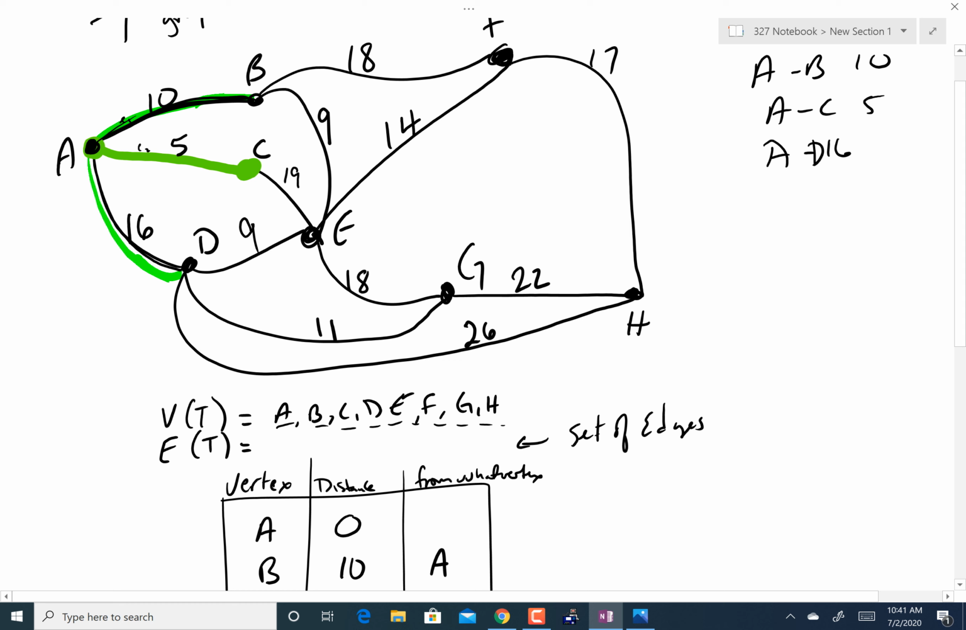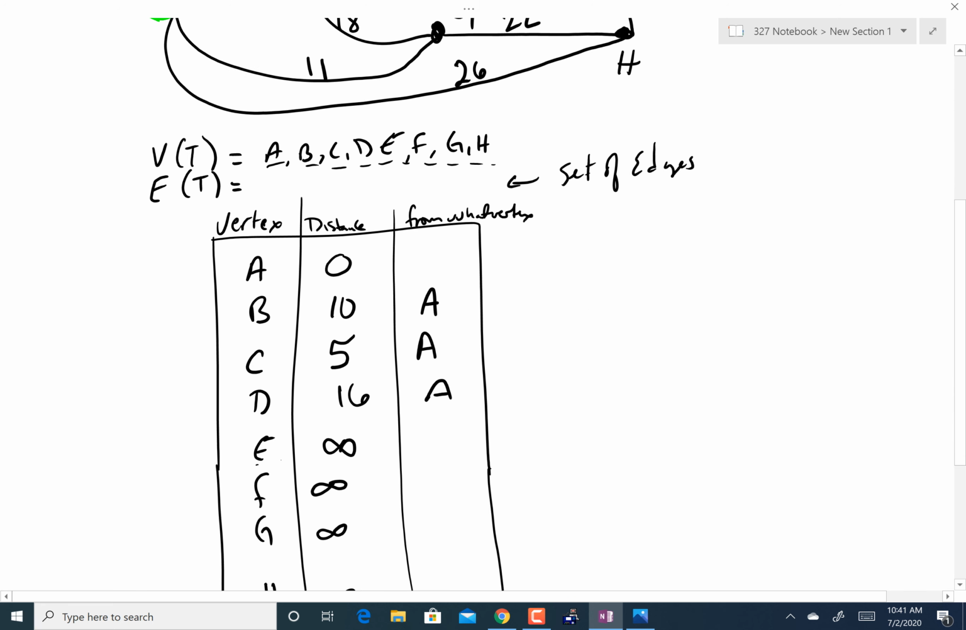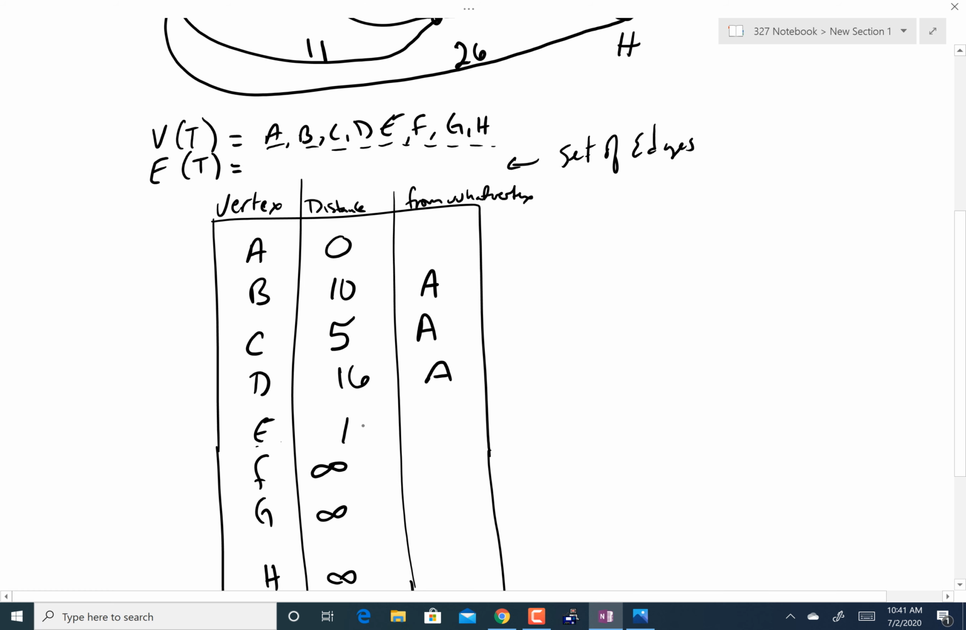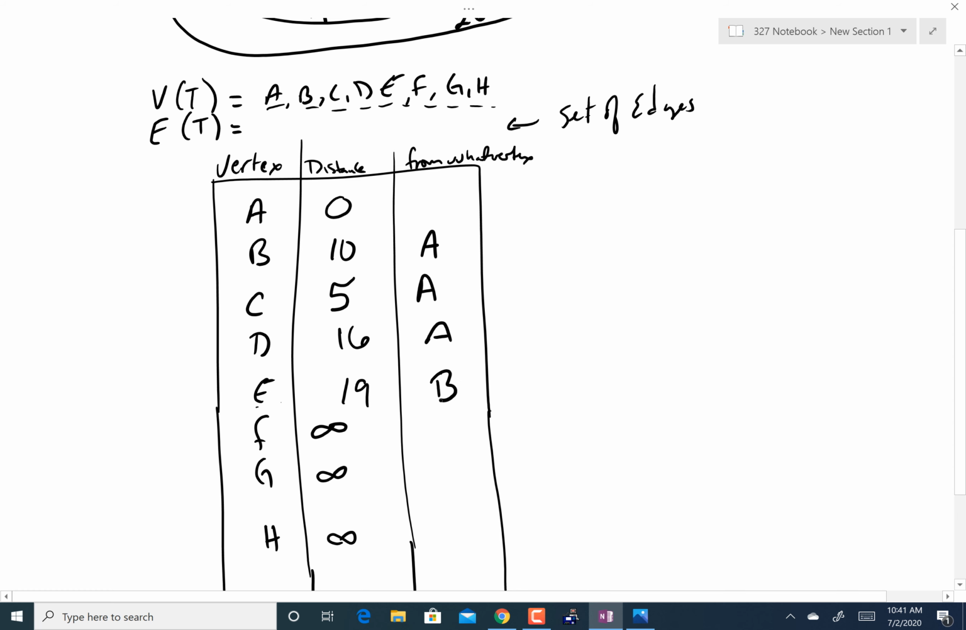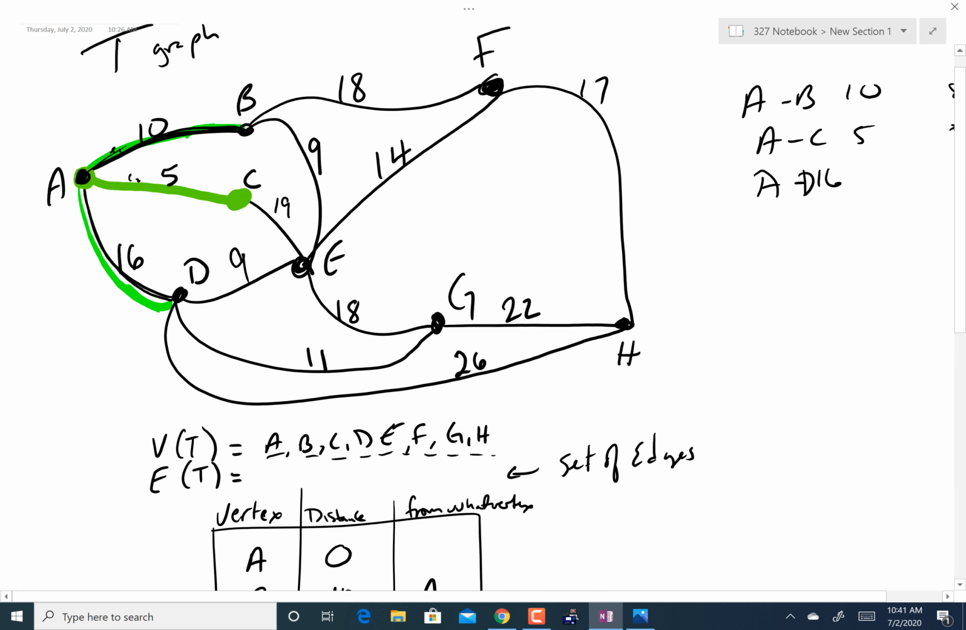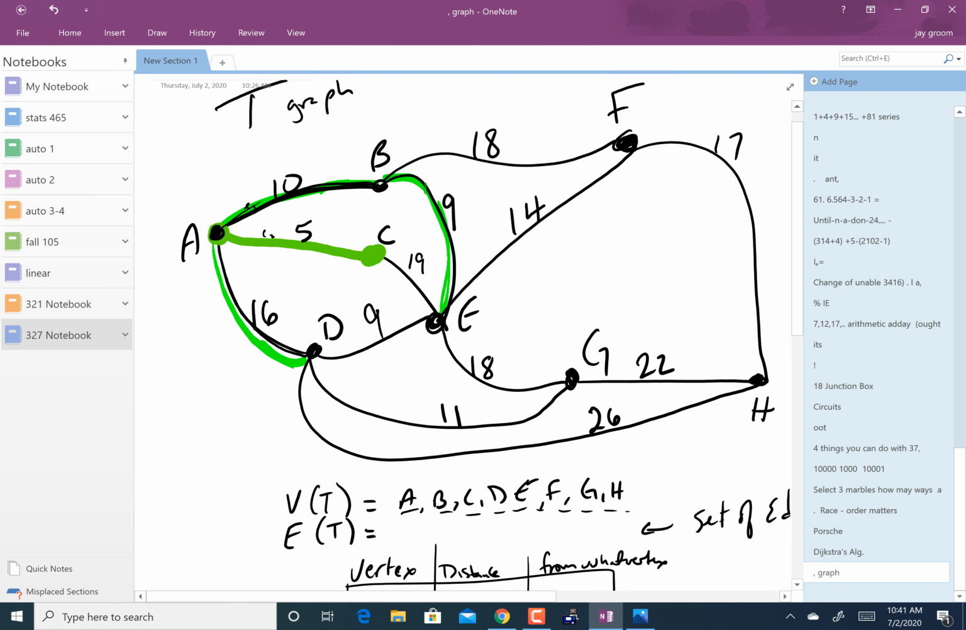Now let's think about this. To get to E, really there's 3 paths to choose from. You could go A to B to E, A to C to E, or A to D to E. Those are your real choices, am I right? So this would be 19, 24, and 25. 19 is the cheapest way to get to E, and that came from B. And so again, I'm going to add that edge in by using the highlighter. Nice. Sweet. Awesome.